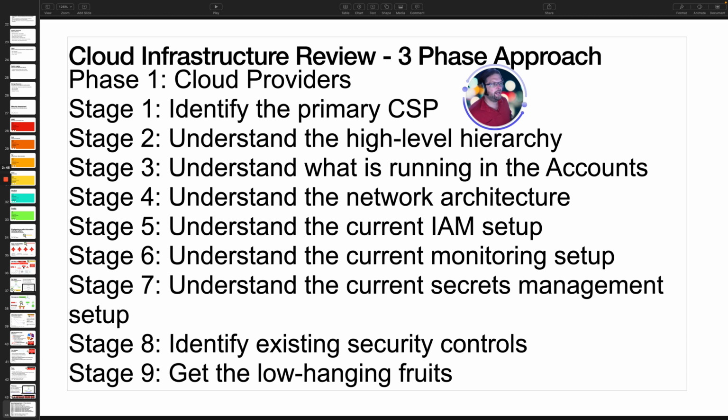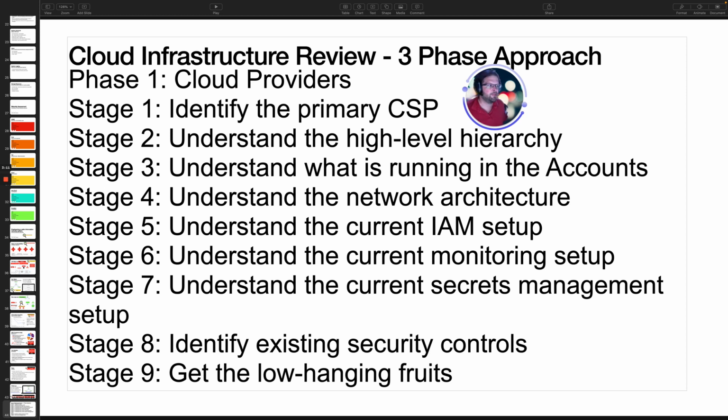When we move to stage eight, we want to identify those existing security controls. Which controls are implemented and which boundaries are defined, and what off-the-shelf services offered by cloud providers are being used, right? So that's where stage eight is, and then stage nine, those low-hanging fruits, right?